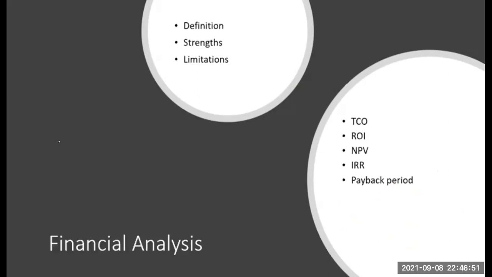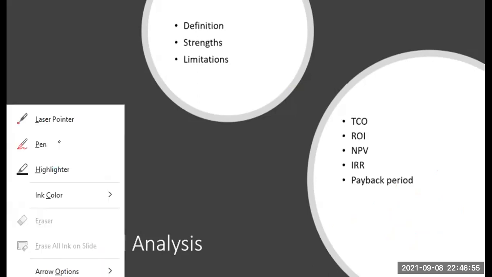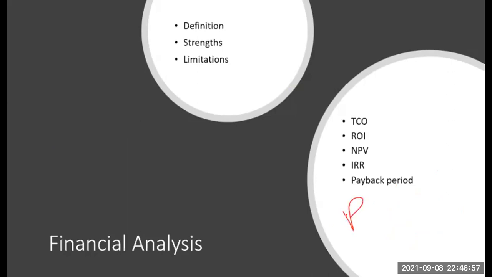The next one is NPV. NPV is nothing but, once you calculate the present value, you take the difference of present value minus the cost of your investment. That gives the net present value. The higher the net present value, the better the investment.